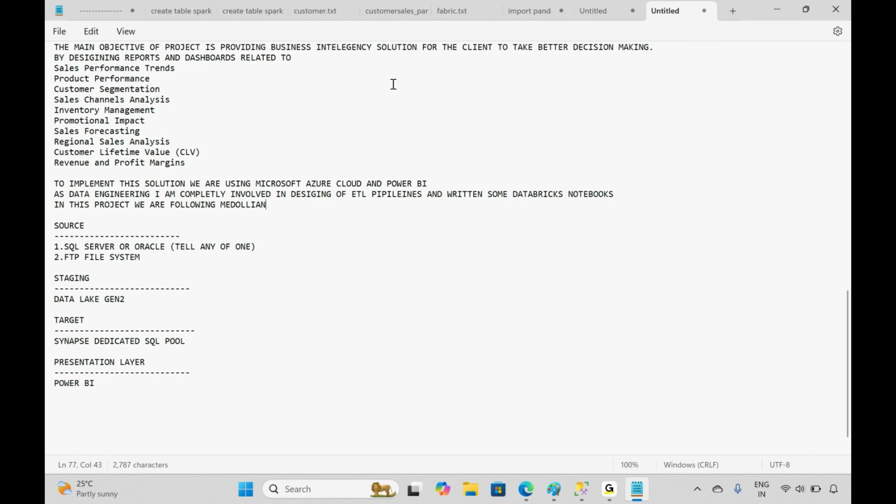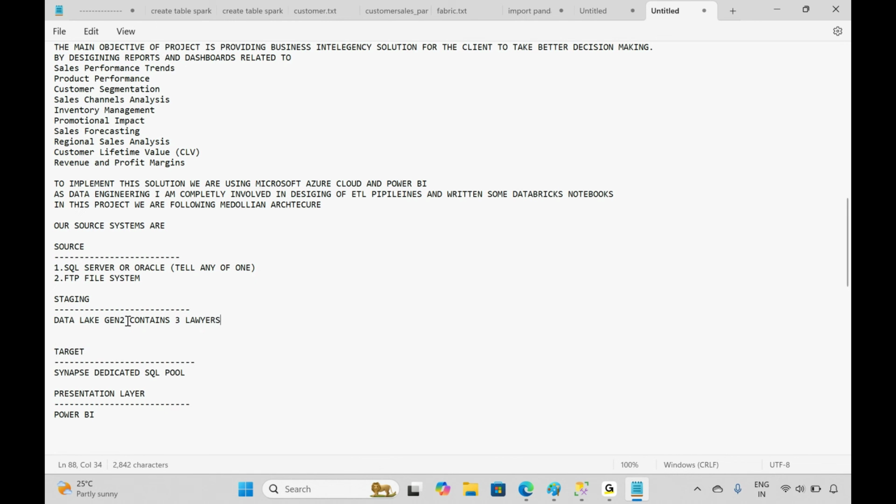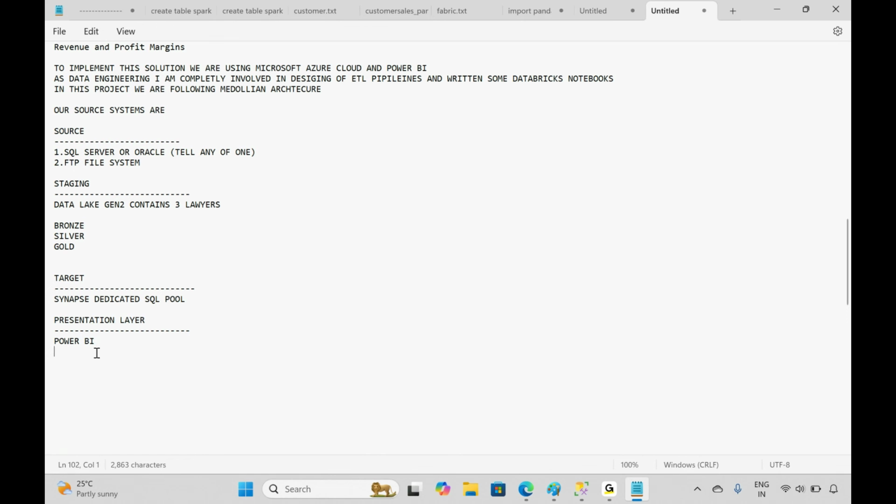Our source systems are SQL Server and Oracle database, and the staging Data Lake Gen 2 contains three containers, three layers: bronze, silver, and gold. Then the target is Synapse dedicated SQL pool. The presentation layer is Power BI. I hope you understand the flow.